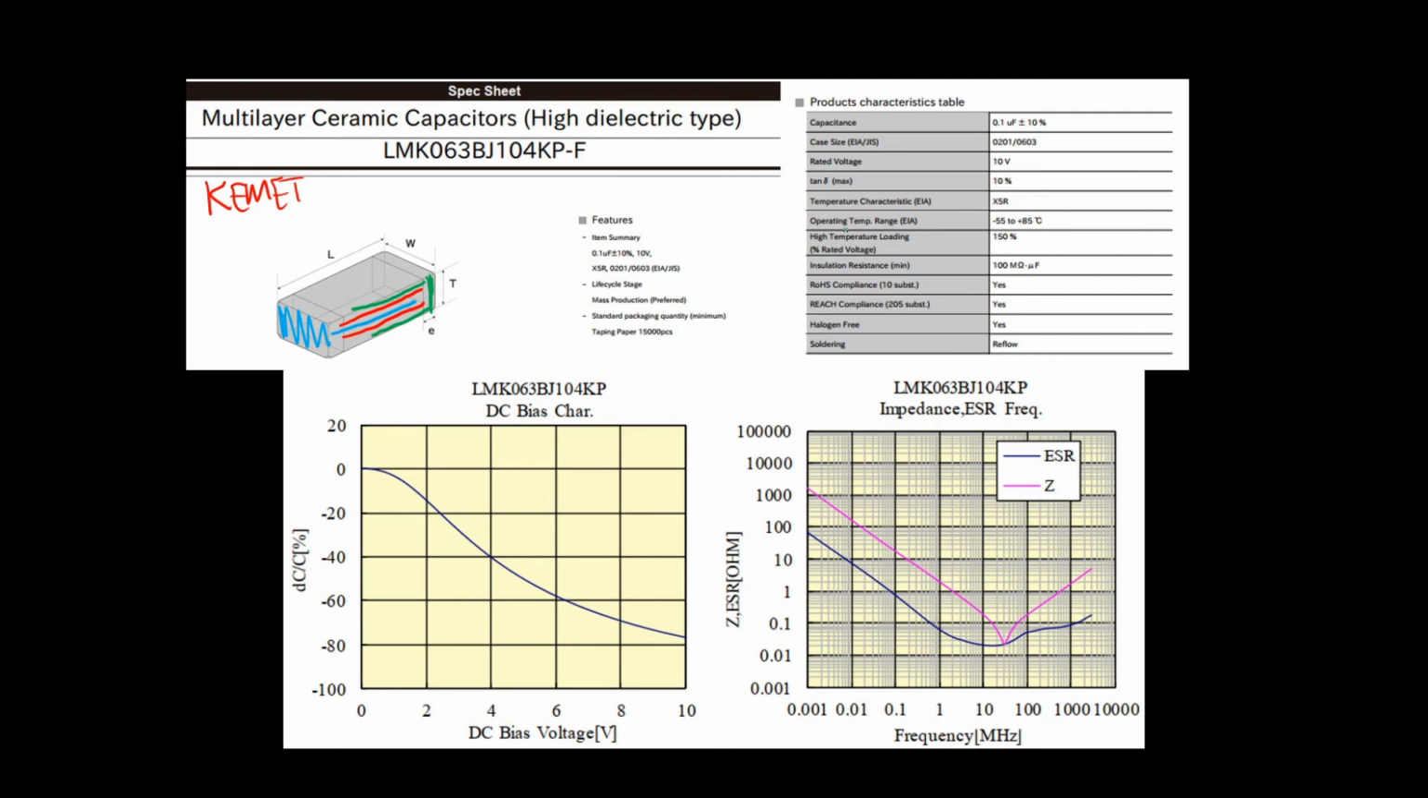But it also limits the maximum blocking voltage, right? So this is a 0.1 microfarad cap. You're going to block 10 volts. It gives you the tan delta, so it's saying that tan delta is at max 10%. 10% of what? 10% of omega C.